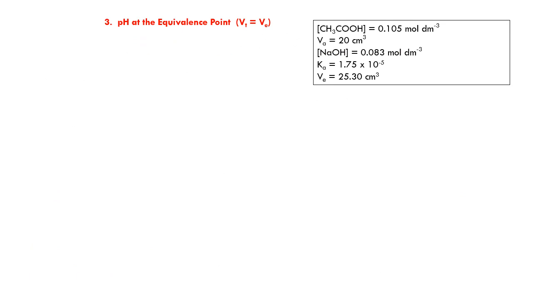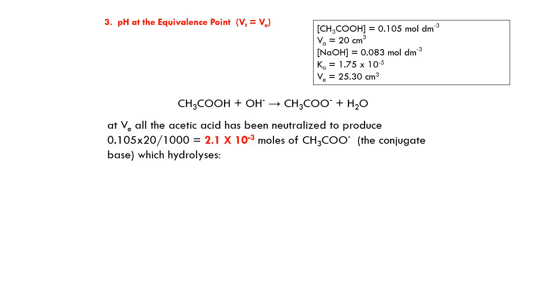So we're now at the equivalence point in our weak acid strong base titration. And unlike our strong acid strong base titration, the pH is not going to be 7. So let's take a look. Now, remember, acetic acid is reacting with your base to produce acetate ions and water. At your equivalence volume, all of the acetic acid is going to be neutralized, and you would have produced the 2.1 times 10 to the minus 3 moles of acetate ion at this point, right?